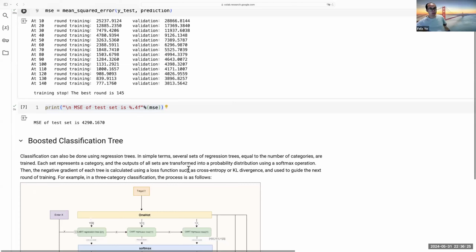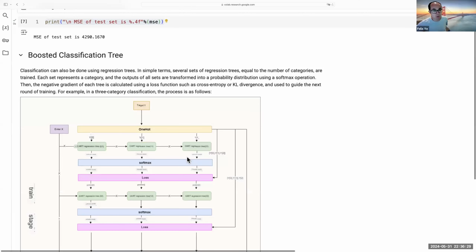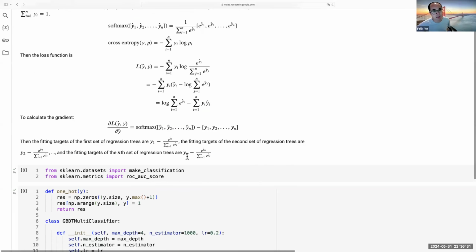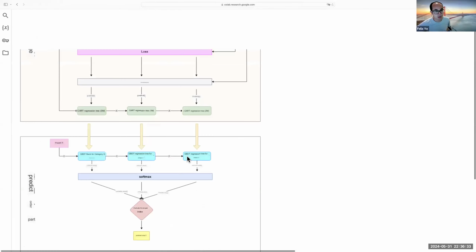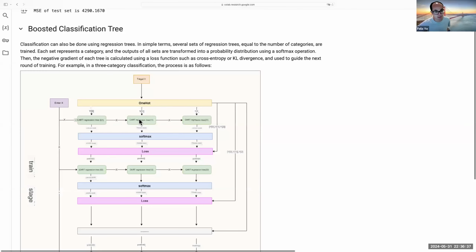Also, this is basically regression, and we can do very similar things for classification. This is basically the diagram for classification, and it's very, very similar. This can also be done with gradient boosting.